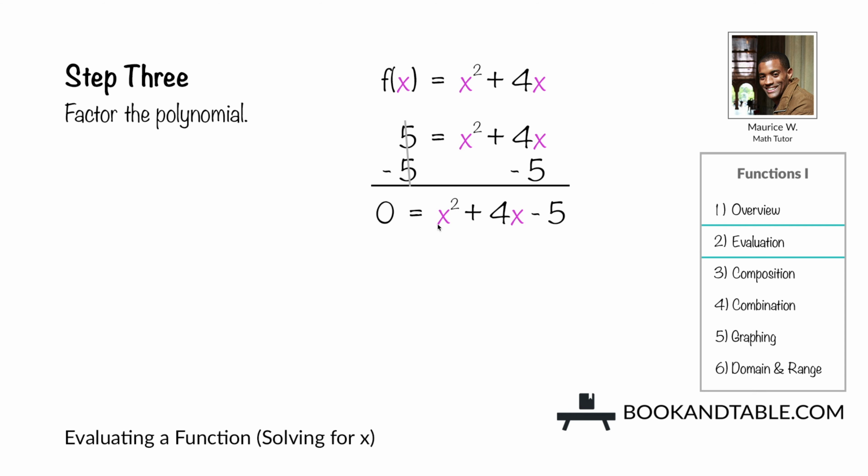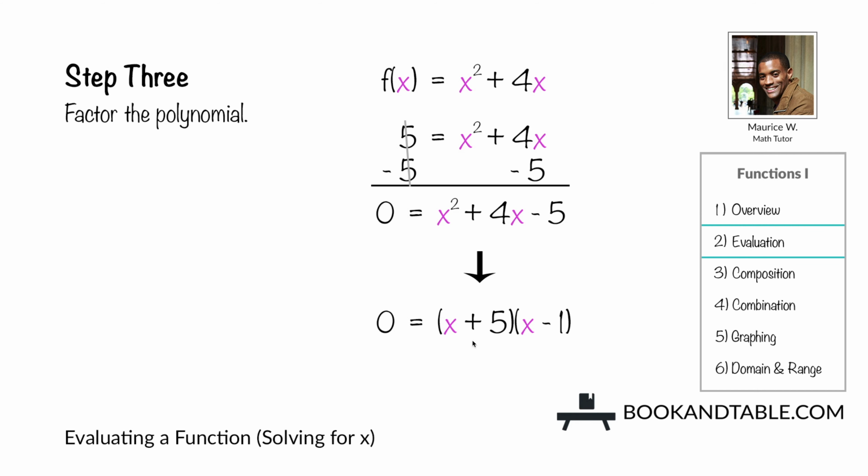Since the coefficient of the quadratic term is 1, we can factor this if we can find factors of -5 that have a sum of +4. So we can get to -5 by multiplying 5 times -1. And the sum of these two numbers would be 5 minus 1, which is 4. So 5 and -1 are the numbers we are looking for. So this polynomial can be changed to x plus 5 and x minus 1.